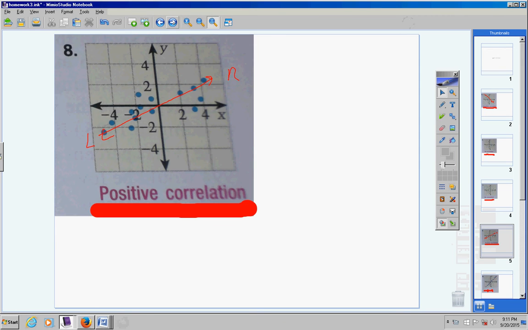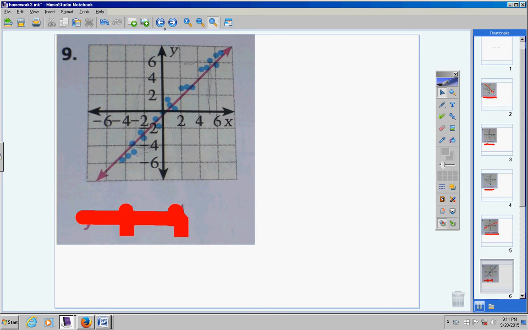Moving on to numbers 9 through 12, the directions say to write an equation of the line that you think best fits the scatter plot. Again, a lot of students will pick different points. I'm picking ones that are close to the line and really close to the crosshairs, because I want whole numbers. I'm going to circle this point here. It's over 6, up 6, that point right there. So that's the point I'm going to use.